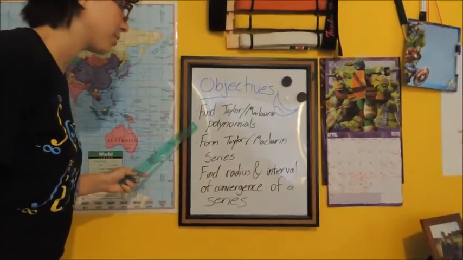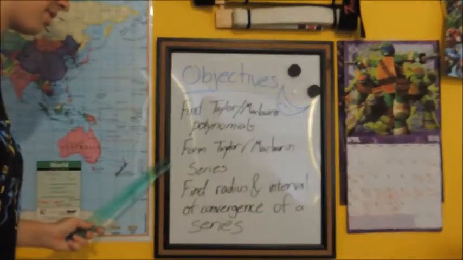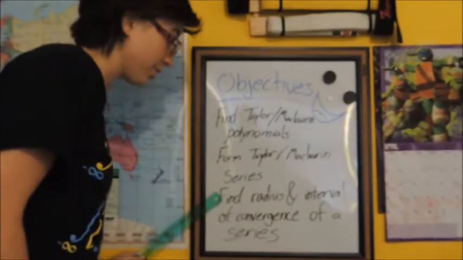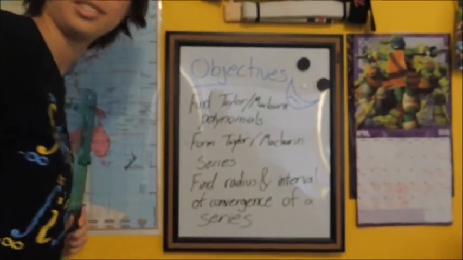Objectives. Find Taylor and Maclaurin polynomials. Form Taylor and Maclaurin series. And find the radius and intervals of convergence of a series.